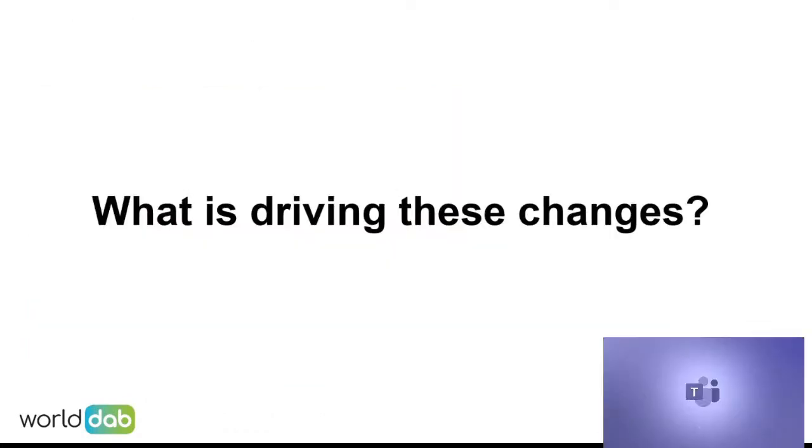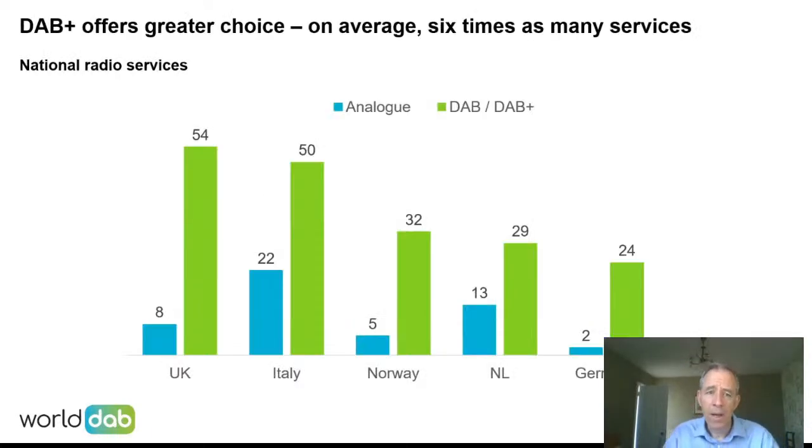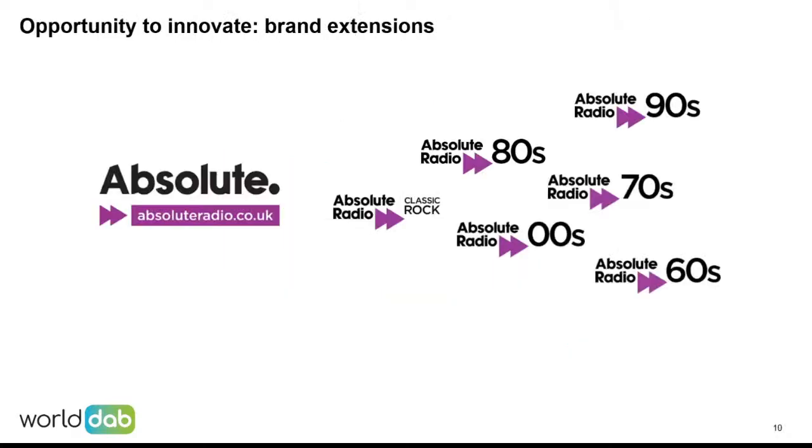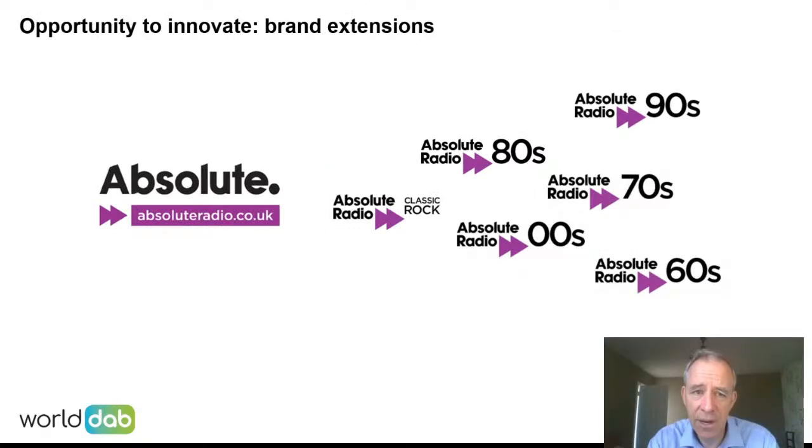So what's driving these changes? Well, the number one benefit of DAB radio or DAB+ is that it offers greater choice, and you can see from these 5 countries, on average, there are 6 times as many national services on DAB+ as there are on FM, and that's obviously good for consumers. It's also good for broadcasters. And why is it good for broadcasters? Well, not least because it gives them an opportunity to innovate.